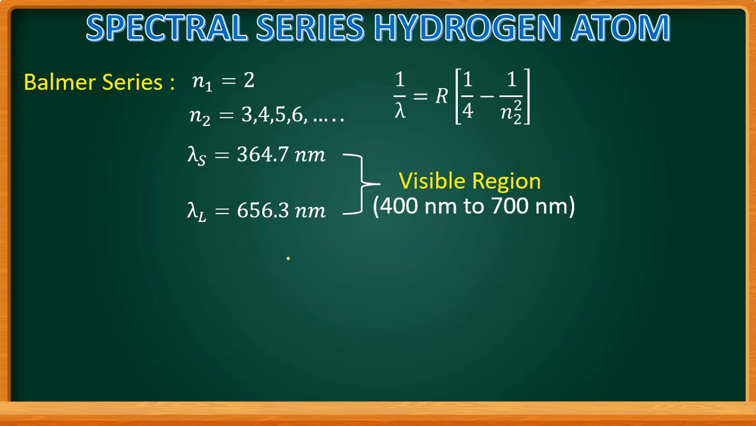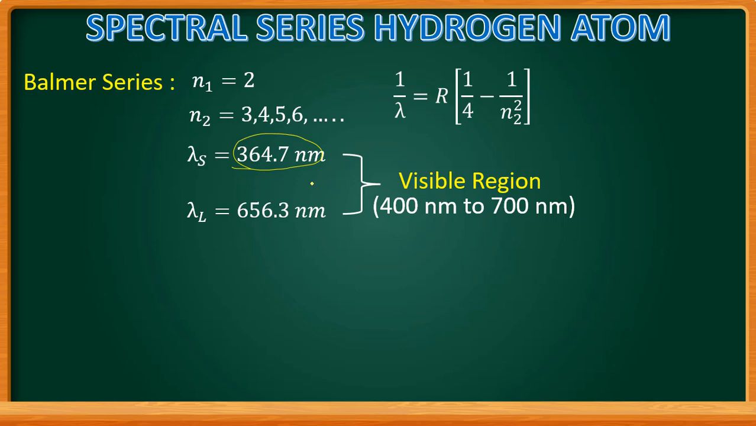The spectrum lies within the visible region. As you know, the visible region lies within 400 nanometer to 700 nanometer. Here you can observe that 364.7 is not in this region. So most of the wavelengths of the Balmer series lie within the visible region, but a few wavelengths come into the ultraviolet region. As most of the spectral lines lie in the visible region, you can say the Balmer series lies within the visible region.